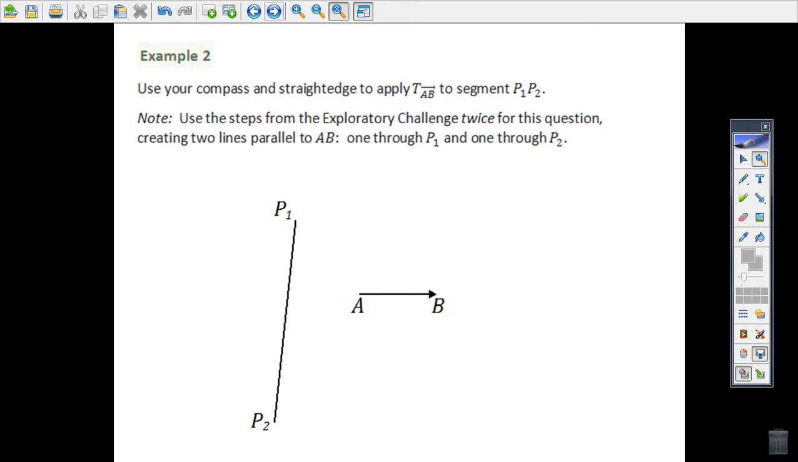How do I do it? Do you measure AB and do a circle around? Yeah. So we're going to follow the steps that are similar to the opening exercise we did. So really what you need to do first is to construct 2 parallel lines. What are they parallel to? Vector AB. And what are they going through? P1 and P2. So work with your partner on that, see if you can accomplish that task.